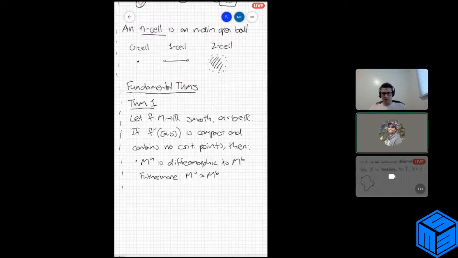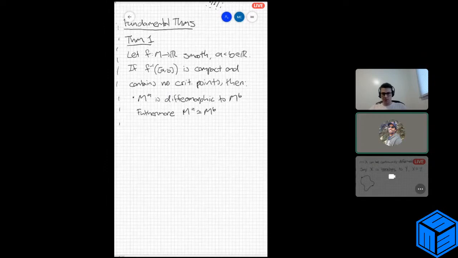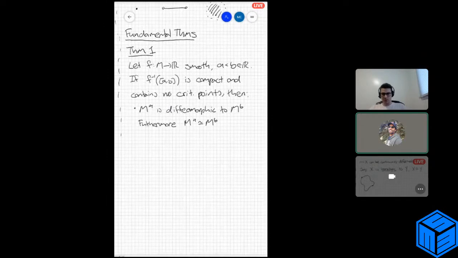So what is this saying? I've said a bunch of words here, but the important thing is not what is written, it's what it means. What the first fundamental theorem is telling me is that if I have a sub-level set, and I look at another sub-level set that's higher up than it, in the sense that B is bigger than A, as long as I've not crossed a critical point, they look the same.